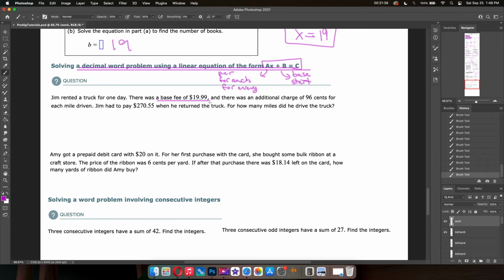So we have a base fee of $19.99. So good year. 1999 is our starting point, and then you have additional. Additional we know is plus, and then it's 96 cents for each mile driven. For each is our variable, so 0.96 for each mile driven, and then you have to pay finally the 270.55. They are going to make me use a calculator, aren't they? Oh, the horror, the horror.